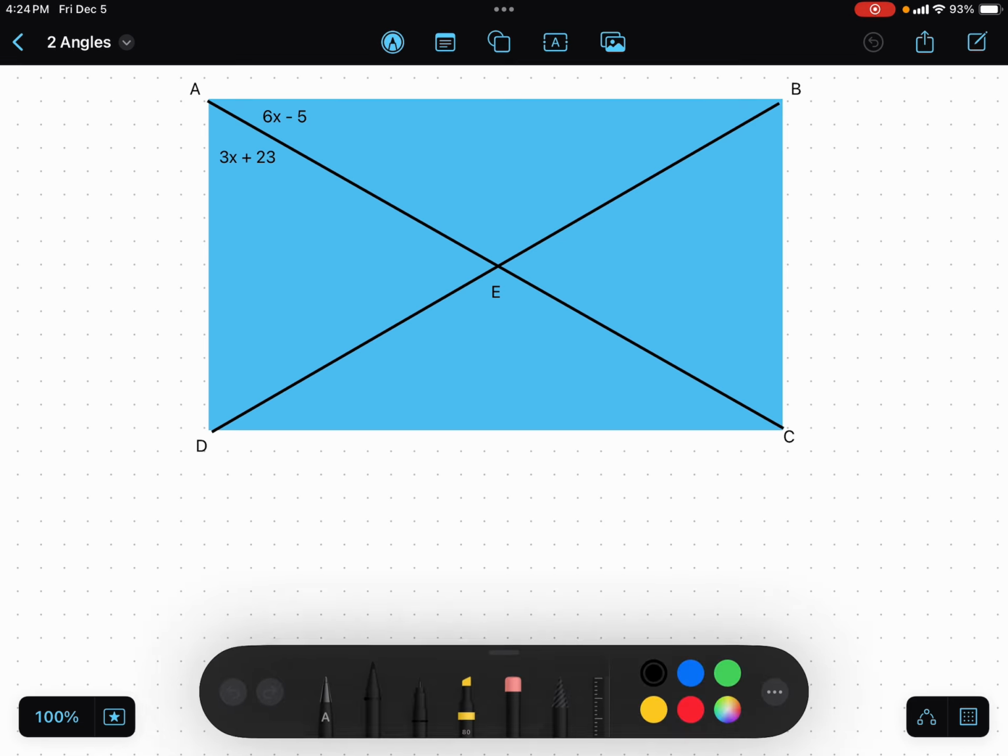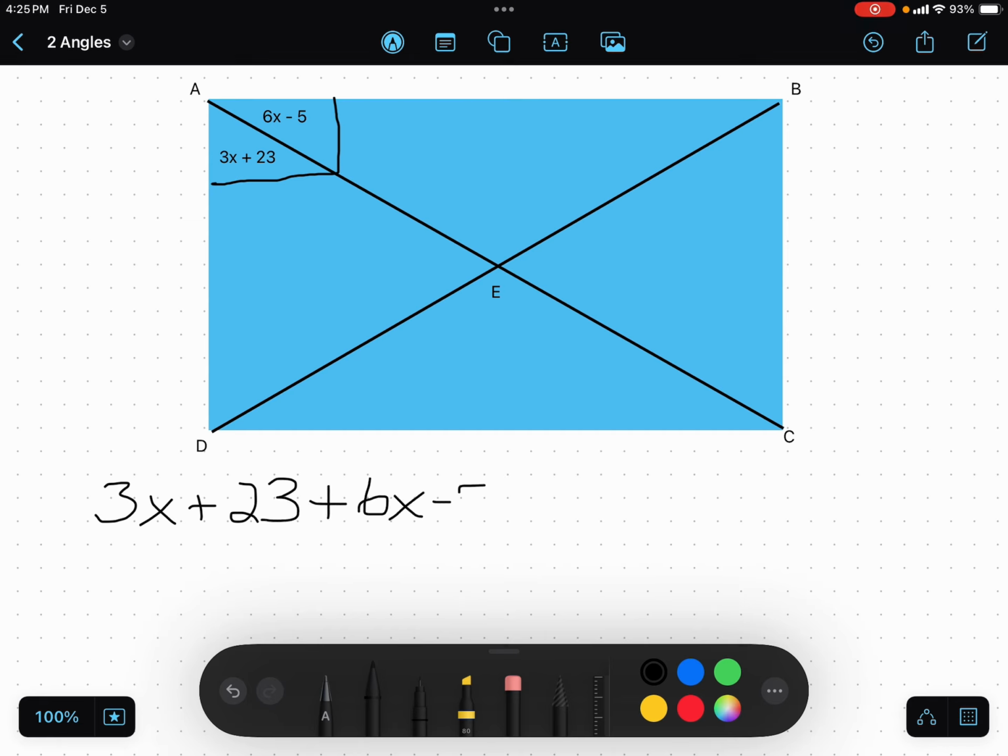Now, the key is we have to bring in our knowledge of rectangles to make an equation that's going to help us solve for x. So we have to know that angle DAB, the big angle up there, is going to be a 90-degree angle. That means that 3x plus 23 and 6x minus 5 represent 2 complementary angles that add up to 90 degrees. So let's set that up as an equation. We'll do 3x plus 23 plus 6x minus 5 equals 90.